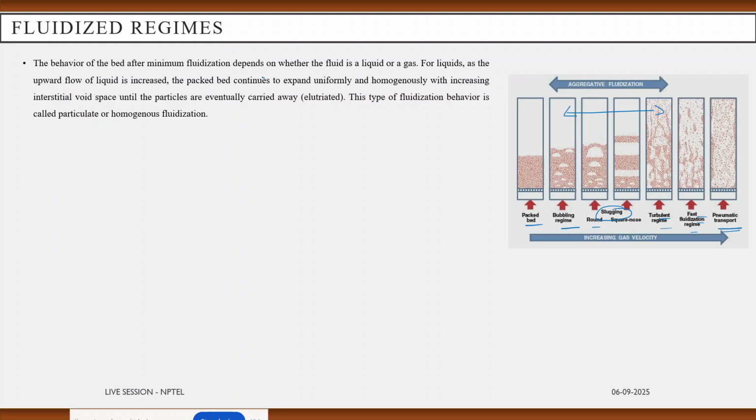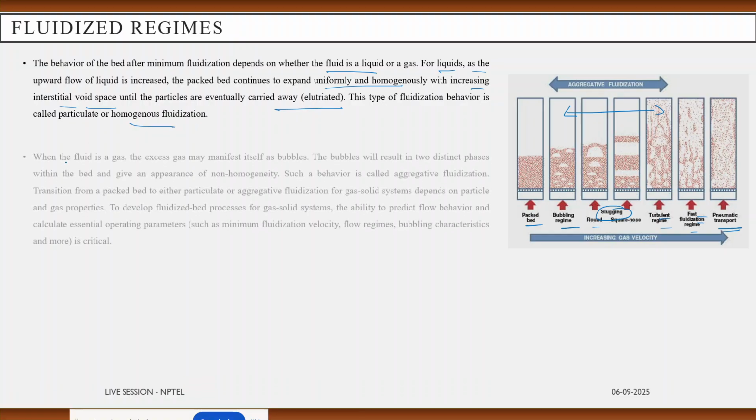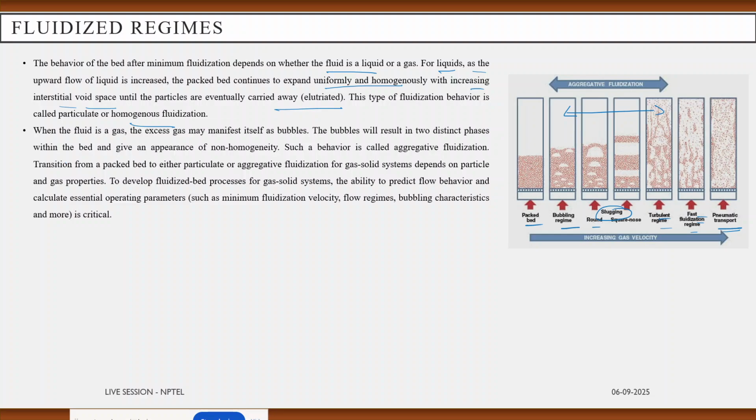So we can discuss what is happening in the picture. The behavior of the bed after minimum fluidization depends on whether the fluid is liquid or gas. Suppose you are passing a liquid: as the upward flow of the liquid increases, the packed bed continues to expand uniformly and homogeneously with increasing interstitial void space until the particles are eventually carried away or elutriated. This kind of fluidization is known as homogeneous or particulate fluidization. We will discuss it later also.